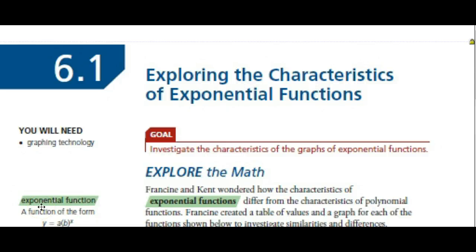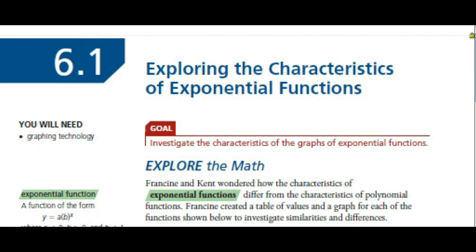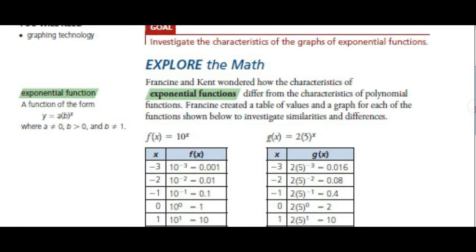So exploring the characteristics, now we did some of this yesterday, right? Now we're just going to take our time, go back through. So we're looking at the characteristics of exponential functions, right? So first off, an exponential function of the form y equals a times b to the x, where a is not 0, right? Because if a were 0, you would just have y equals 0. Where b is greater than 0 and b is not equal to 1.